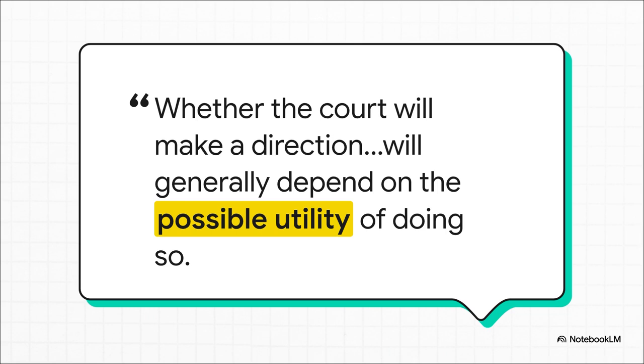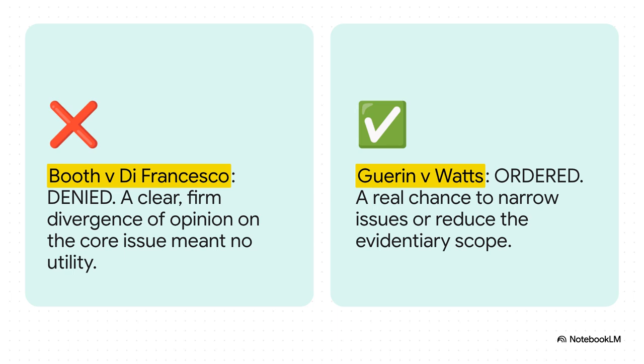And these two cases showed the test in action perfectly. In Booth v. Francesco, the court said no to a conference. Why? Because the experts had this fundamental, unshakable disagreement on the main issue. The court basically said forcing them into a room would be pointless. But then you look at Guerin v. Watts. The court ordered a conference because, even if total agreement was a long shot, there was a real chance to narrow the issues, and the court saw that as a huge win for efficiency.